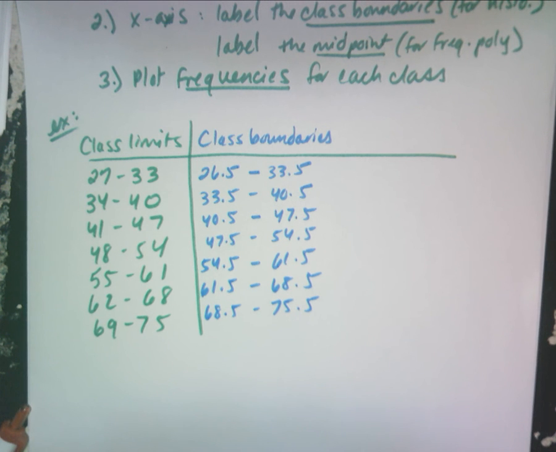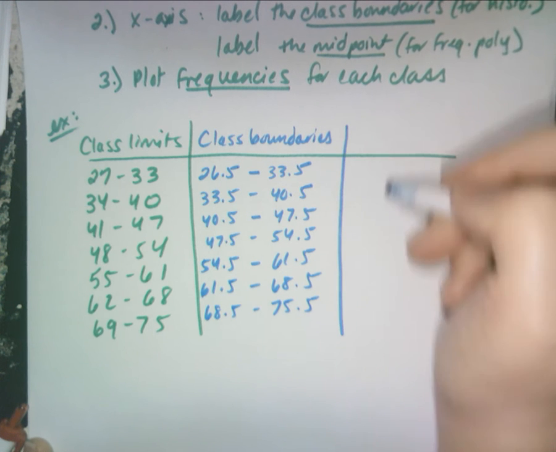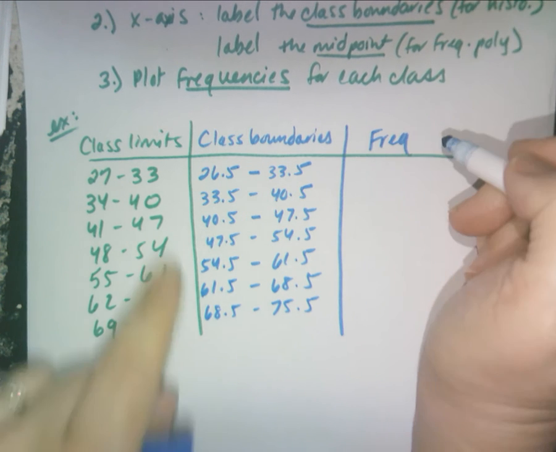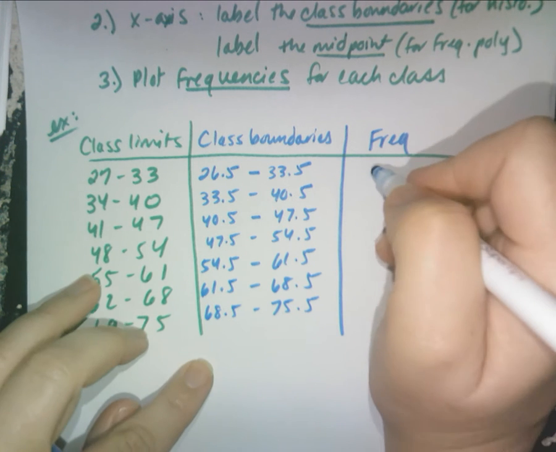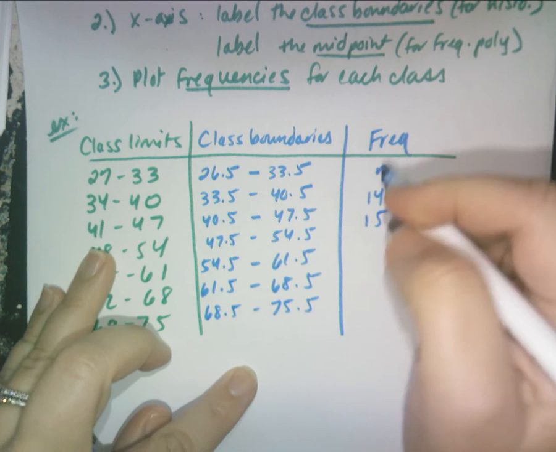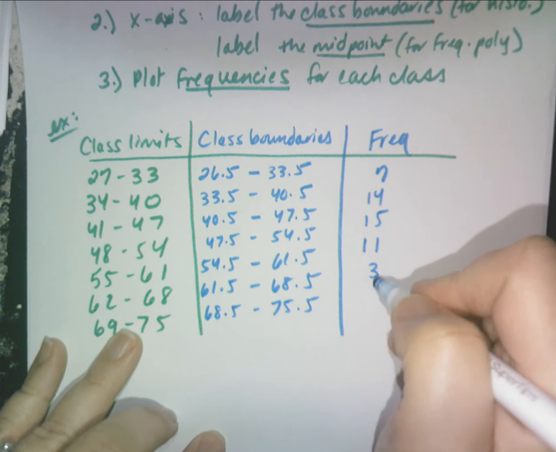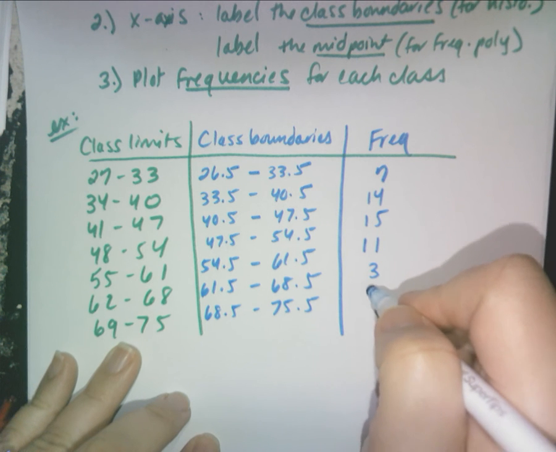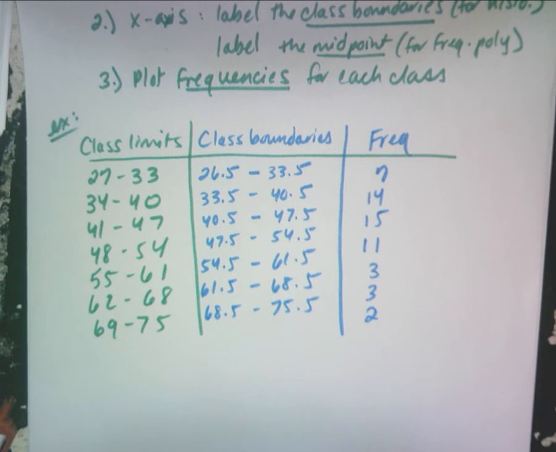Then you're going to get your frequencies. You don't have to tally it, but you can get your frequency. Count up how many there are in that class boundary. And what we had already done that really. So we're just going to copy the numbers. 7, 14, 15. There was 11 in here. 3. I'm sorry, this is kind of curvy. And then 2. Okay.